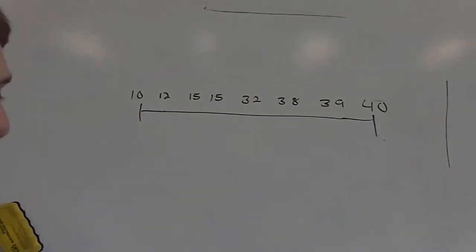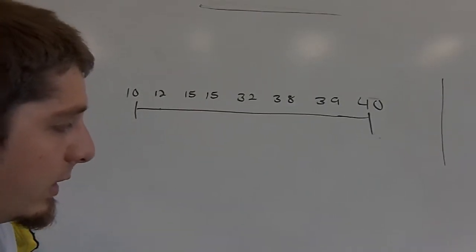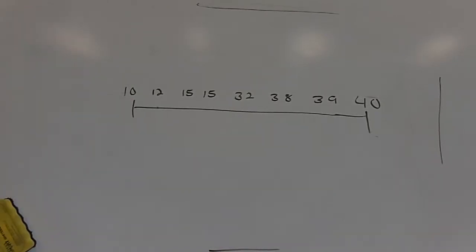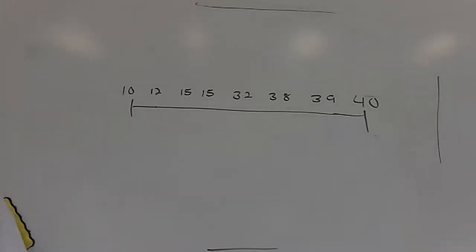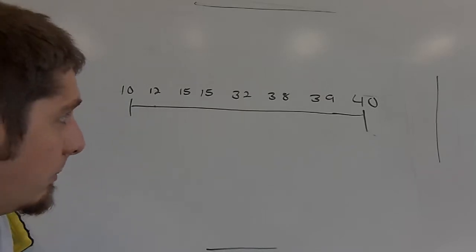Hi, I'm Mr. Kangas, and today we're going to be taking a look at Chapter 12, Section 2, Measures of Variation. In this video, I'm going to be showing you how to find the range, the interquartile range, and the outliers of a set of data.